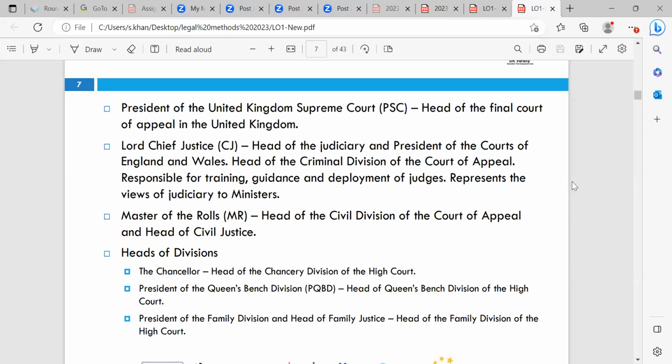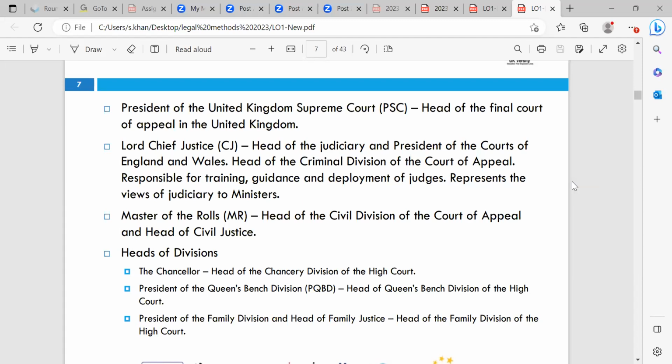Heads of division, so you have the Chancellor, who's the head of the Chancery Division of the High Court. The President of the Queen's Bench Division, PQBD, head of the Queen's Bench Division of the High Court, and the President of the Family Division, head of Family Justice.